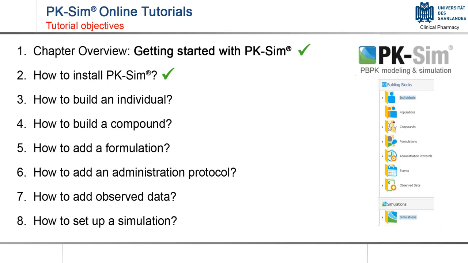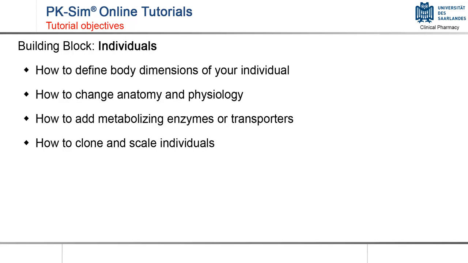Please be reminded that the results of the checkmark videos are necessary to follow the content of this video properly. In this video we will show you how to create an individual in PKSim. In detail you will see how to define body dimensions, change the anatomy and physiology, add metabolizing enzymes or transporters, as well as how to clone and scale your individuals.